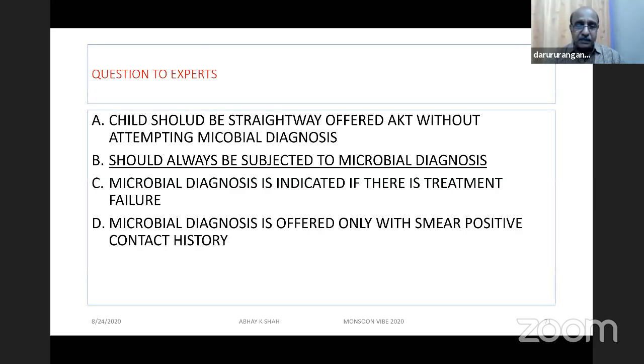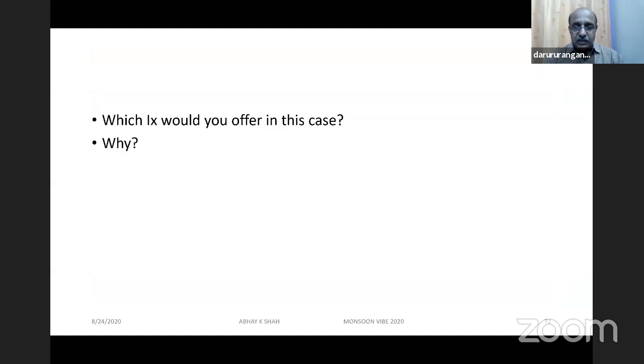So the miliary, it is a hematogenous spread, and therefore we have to find out whether seeding has taken place in the brain or not. So CSF is always a must in all cases of miliary tuberculosis. Number one, microbial diagnosis is always required, even if it is a clear-cut case of miliary tuberculosis clinically.